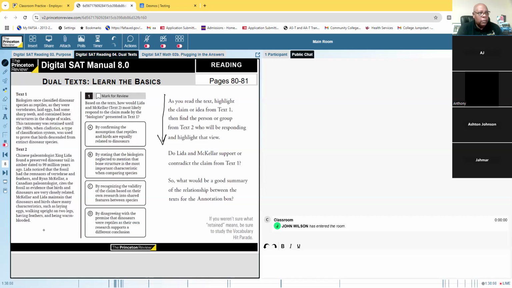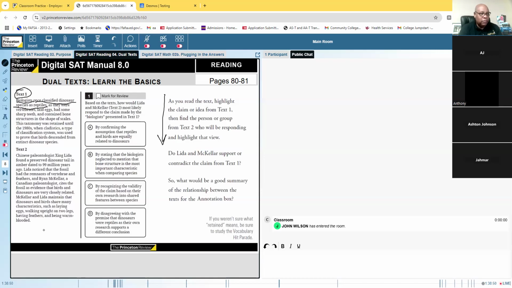So the first thing I would do is look at text 1 and find out what the biologists say. Okay, AJ, what did the biologists say in text 1? You want me to read it? Yeah, read it. Biologists once classified dinosaur species as reptiles. Stop. So biologists classified dinosaurs as reptiles was the claim made in text 1.